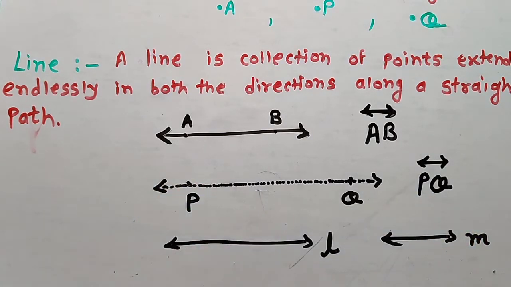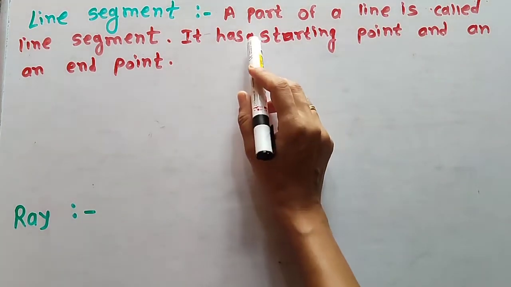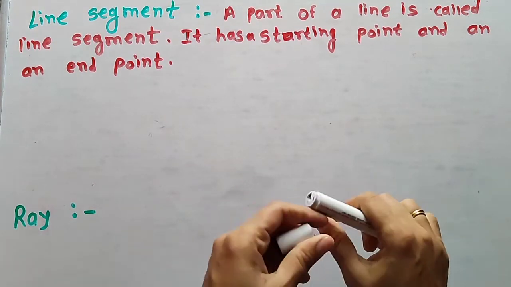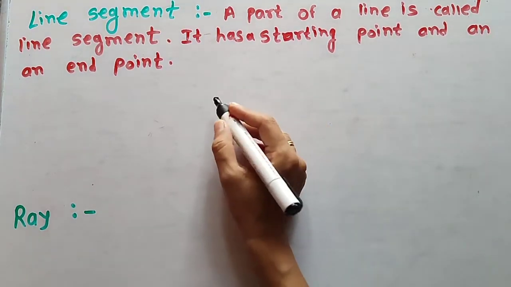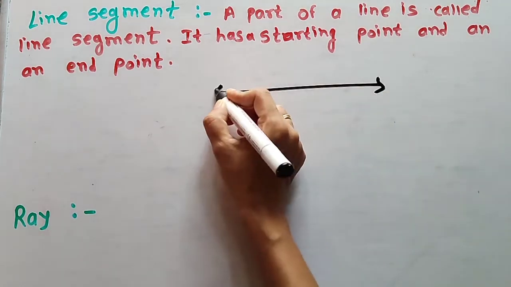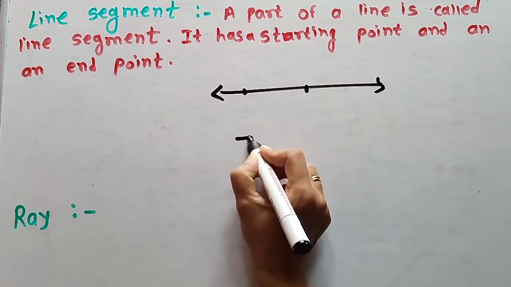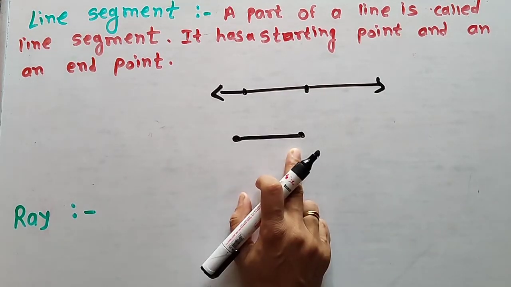Okay, next is line segment. A part of a line is called a line segment. A line segment is a part of a line and it has a starting point and an end point. See, this is a line. So suppose we take this much part of this line. This part is called a line segment, and a line segment has a starting point and an end point.